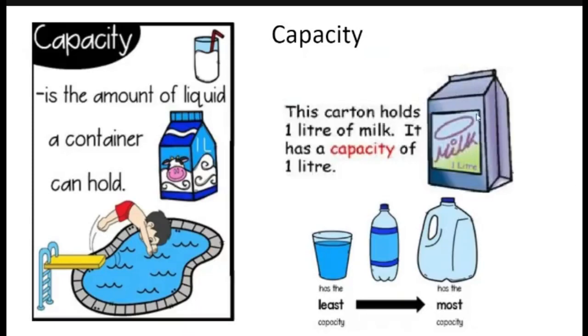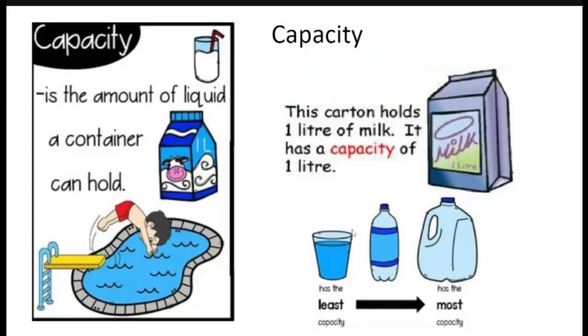We have a carton of milk again. It has a capacity of 1 liter. We can put only 1 liter of milk here. This carton holds only 1 liter of milk. So it has a capacity of 1 liter. Capacity: how much milk we can put into this carton.